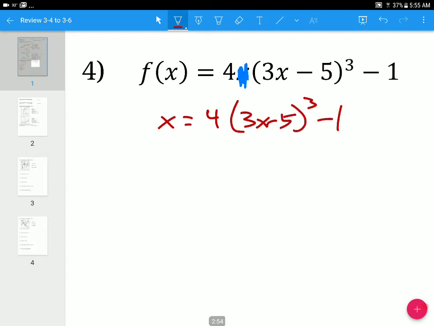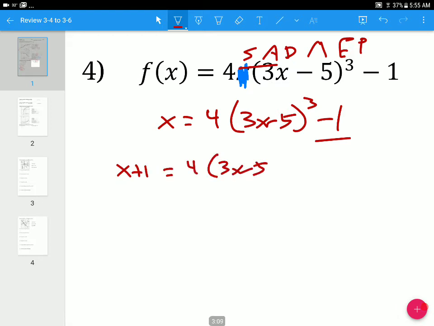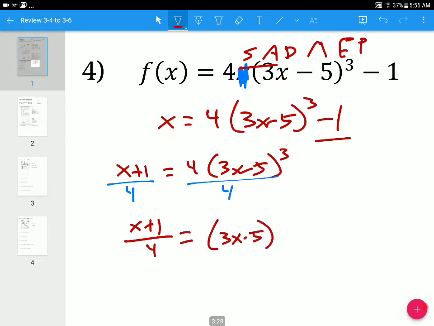All right, so again, we're doing reverse PEMDAS. So start with subtracting and adding. We'll add the 1, so x plus 1 equals 4 times (3y minus 5) cubed. The 4 is multiplying, so we'll divide everything on left and right by 4. There's nothing to reduce, so just leave it like a big fraction. Equals (3y minus 5) cubed.